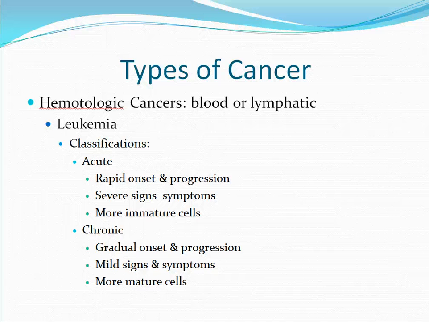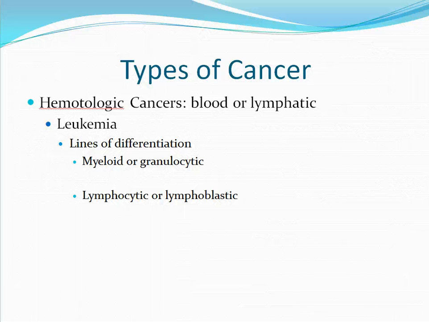Classifications of leukemia. Acute leukemia means it has a rapid onset and progression. It has very severe signs and symptoms with the presence of more immature cells. Chronic leukemia has a gradual onset and progression. Symptoms and signs tend to be more mild, and there are more mature cells present. There are two lines of differentiation with leukemias: myeloid versus granulocytic, and lymphocytic versus lymphoblastic.